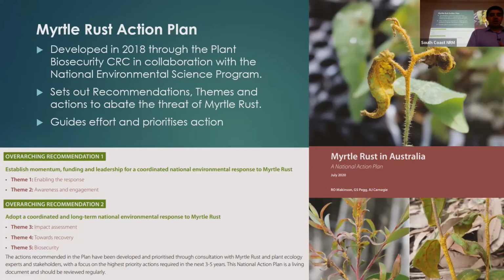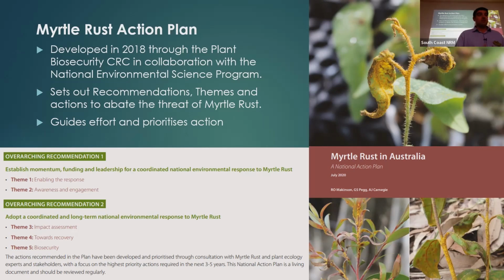I also wanted to take the opportunity to quickly talk to you about myrtle rust. I know you've already heard a few discussions today about this threat, and there's a couple more scheduled this afternoon. But myrtle rust is captured under the novel biota key threatening process, and it is a growing threat to our rich biodiversity. So in 2018, the Australian Government's National Environmental Science Program supported the development of the Myrtle Rust Action Plan, just up here, which sets out recommendations, themes and actions to abate the threat of myrtle rust and guides effort and prioritises actions. So although the plan has not yet been made as a statutory document under the EPBC Act, it remains a valuable approach to guide action.